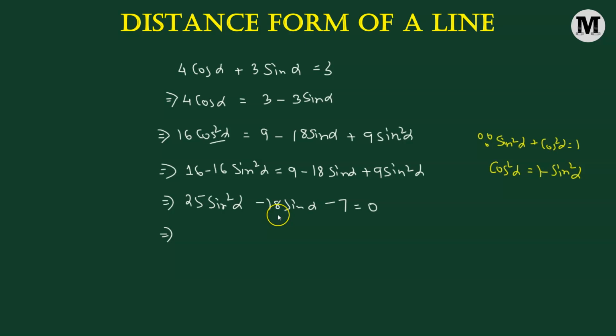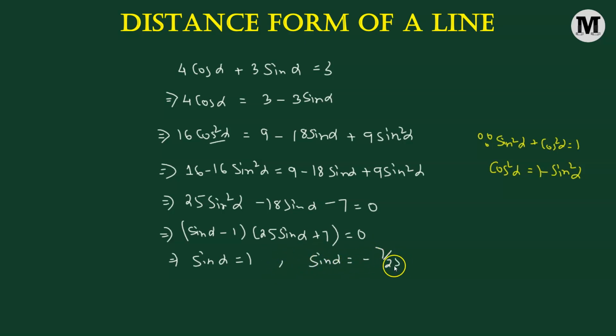So when we simplify this, we are going to get the factored form as sine of alpha minus 1 multiplied by 25 sine alpha plus 7 equals 0. So when we solve for it, we're going to get sine alpha equals 1, or we could get sine alpha equals negative 7 over 25.